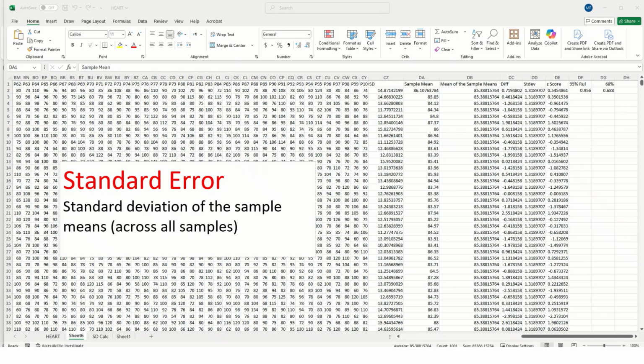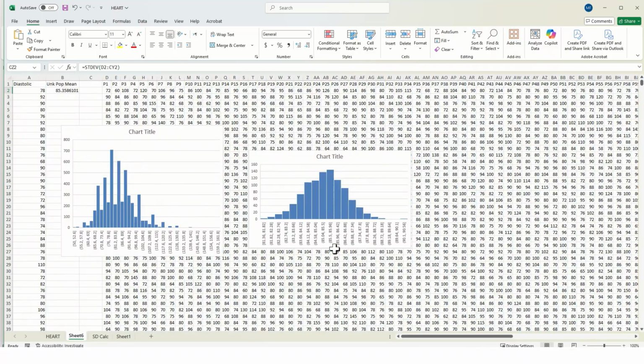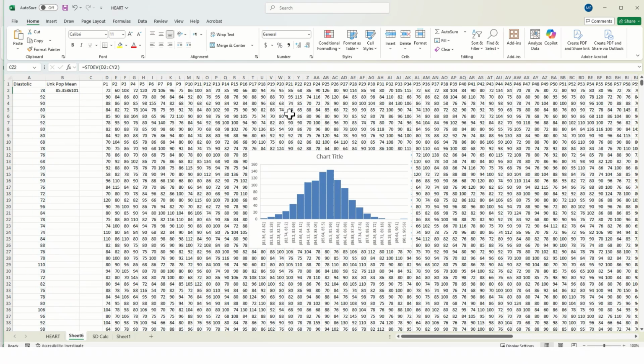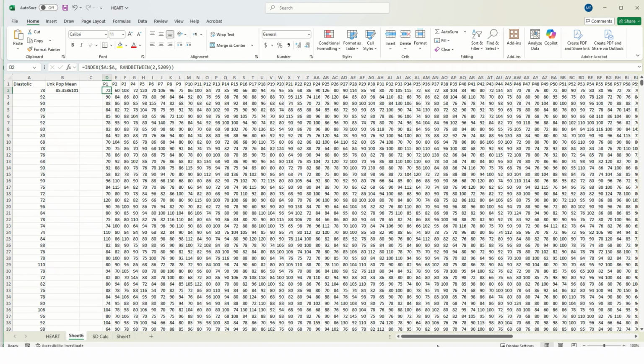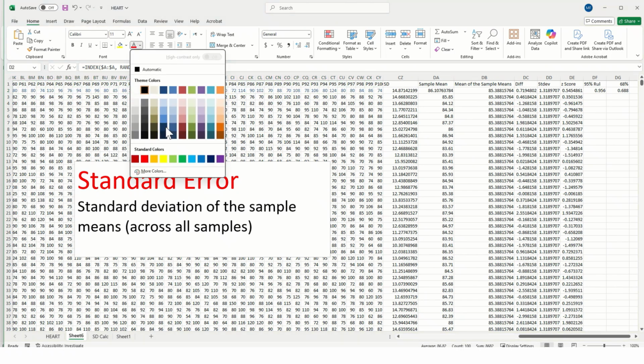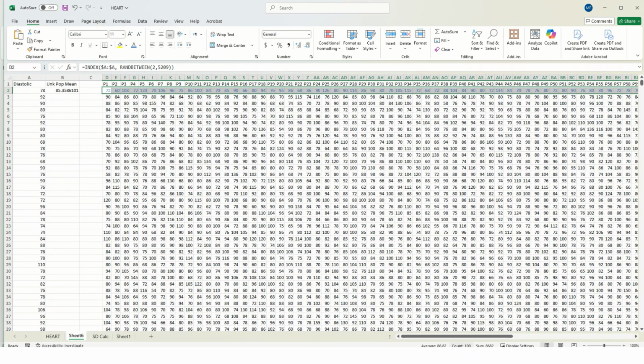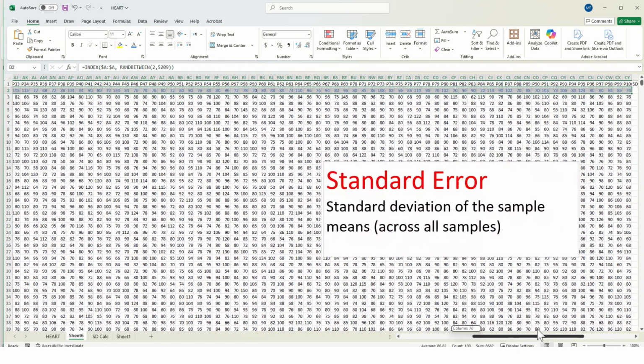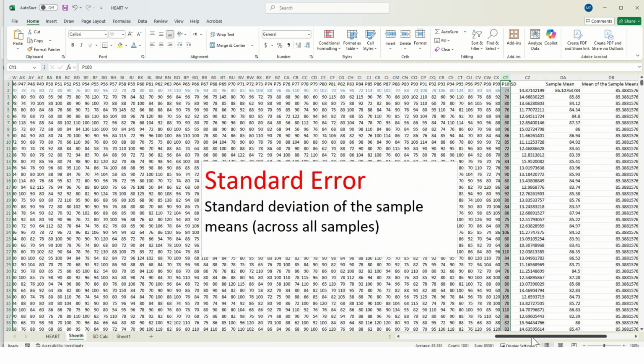Standard error, on the other hand, is the standard deviation of the sample means. If I can explain, I know it is a little bit confusing. So let me color them up so it might be easier. I'm going to delete all these charts. Okay. So standard deviation is measuring the variability in the sample. Let's color them blue, and we're going to just color all of them blue.